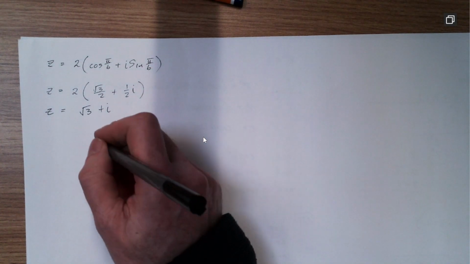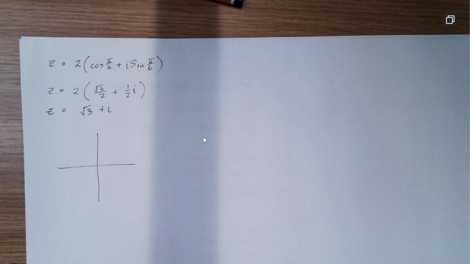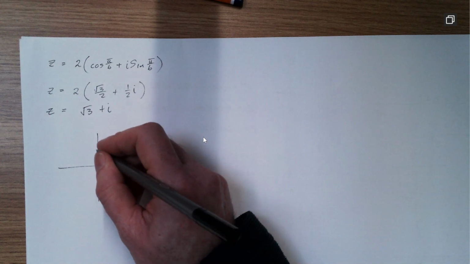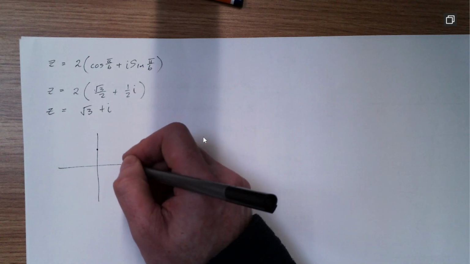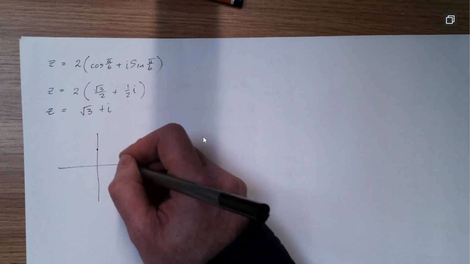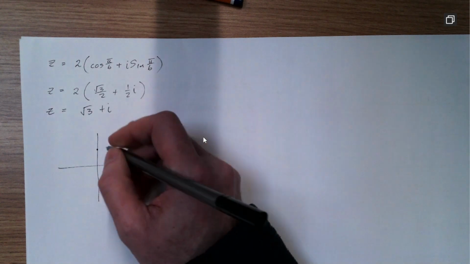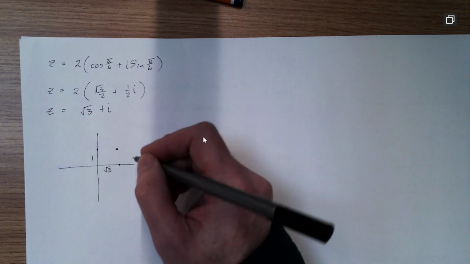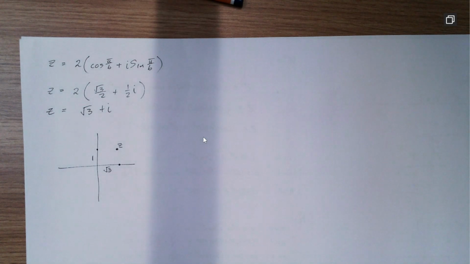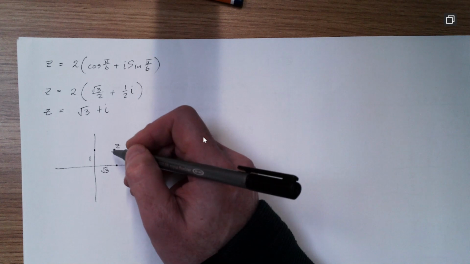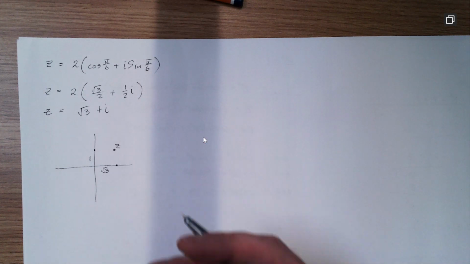Now it's time to sketch it. The real part is square root 3 and the imaginary part is 1. So mark it on the graph. This is a rough sketch. The real part is square root 3, about 1.7, and the imaginary part is 1. So let's use a protractor to draw it accurately.